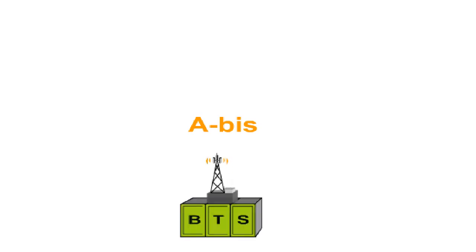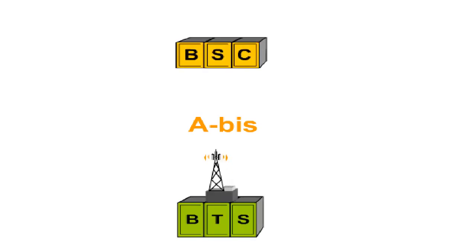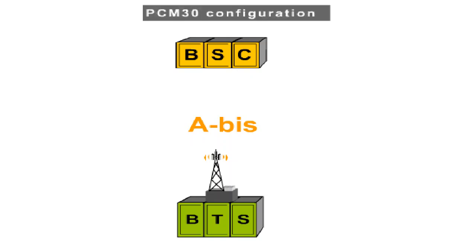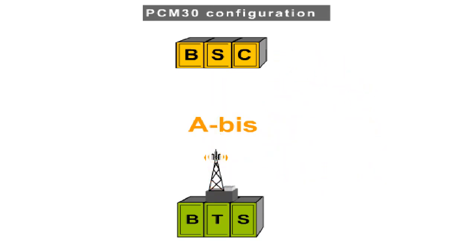The A-bis interface connects the base transceiver station, BTS, with the base station controller, BSC. In the PCM30 configuration, the data at this interface is transmitted via cable or via microwave transmission at a bit rate of 2 megabits per second.